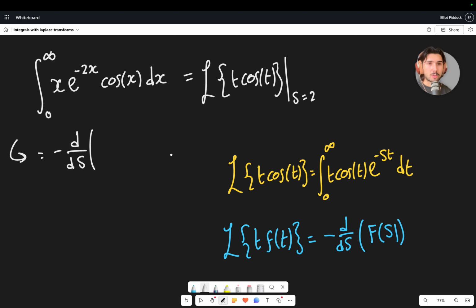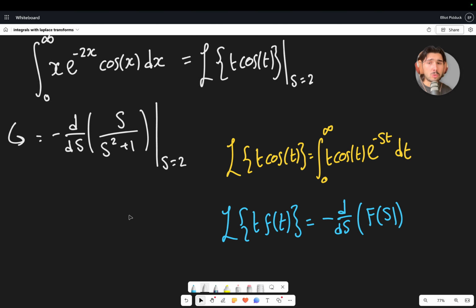Now, what is the Laplace transform of cos t? Well, it's nothing other than s over s squared plus 1. And all of this, because in this question s is the number 2, needs to be evaluated when s is the number 2. But of course, we can't just plug 2 in yet. We've got to differentiate it first.